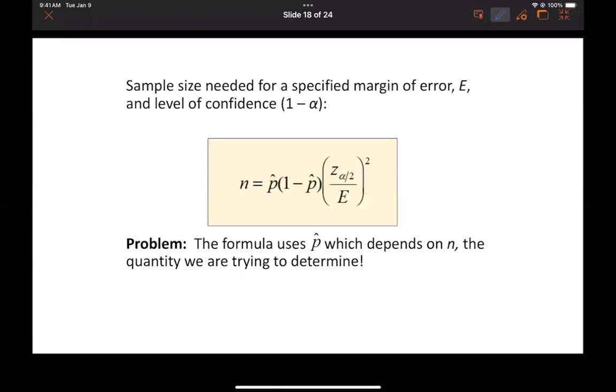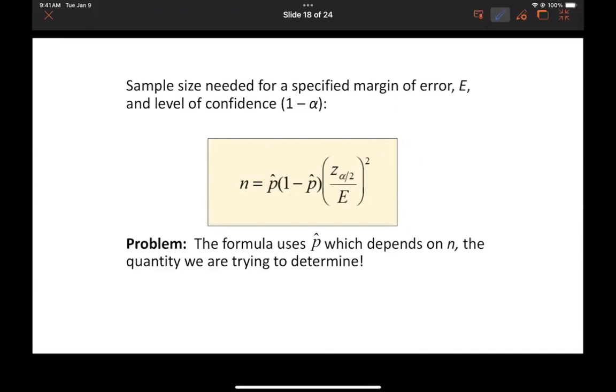Now, suppose we want to do a confidence interval and we want to be 95% sure, and we want a specific margin of error. I want like a 2.5% margin of error. You want a specific margin of error. You want a specific level of confidence. We have to use a sample size that will work in order to give us that.